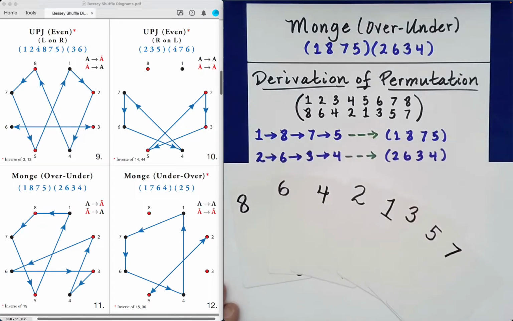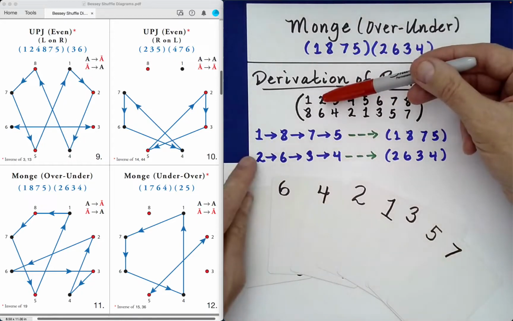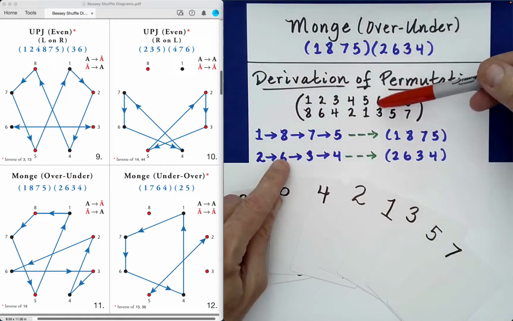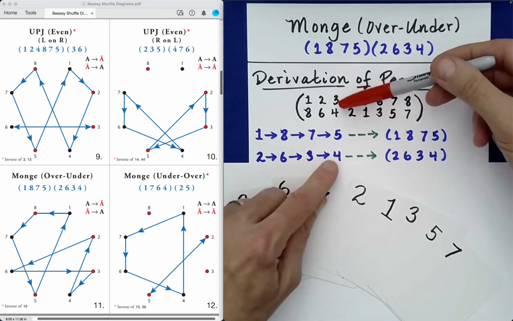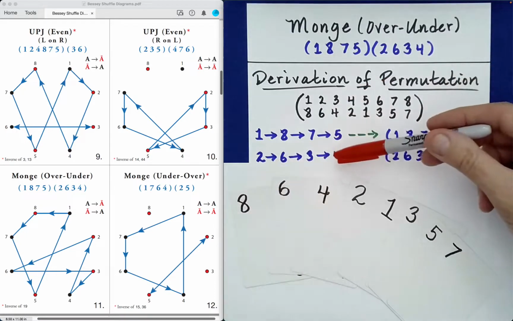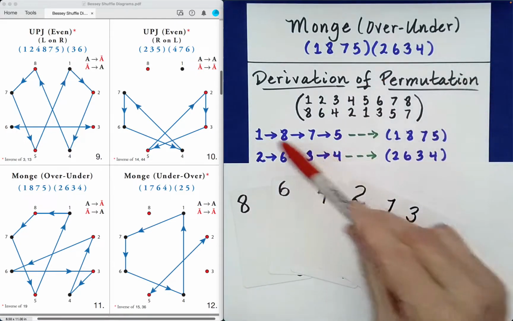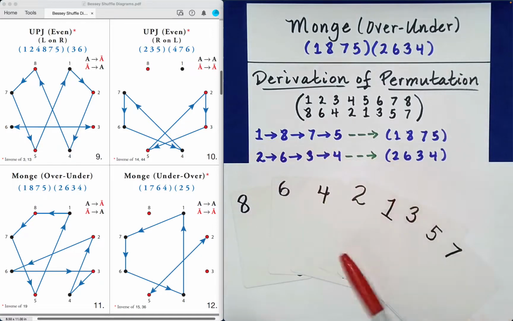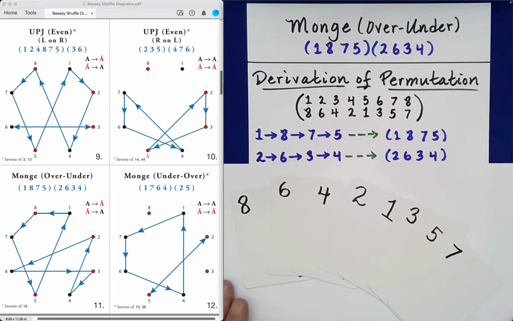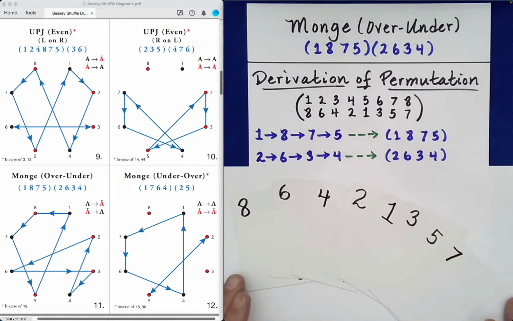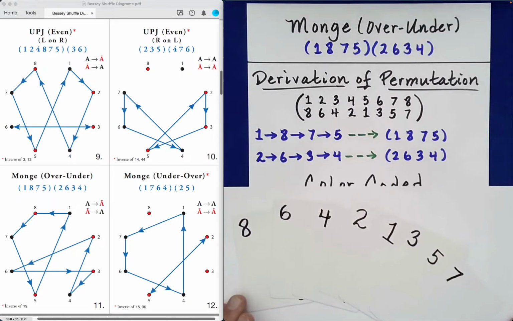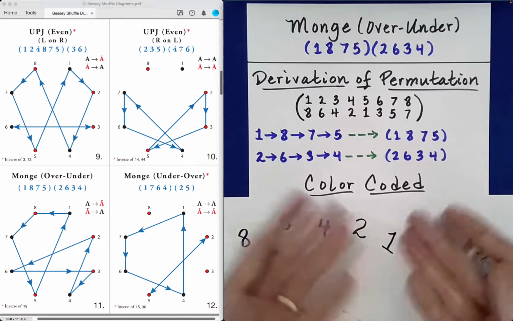Okay, what about the remaining position values? Well, 2 gets sent to 6. 6 gets sent to 3. 3 gets sent to 4. And then 4 gets sent to 2, which wraps around and completes that cycle. So it looks like we have 2 cycles of length 4, or 2 4 cycles as we call them. Okay? And that actually accounts for all of the position values. All 8 positions are now accounted for.